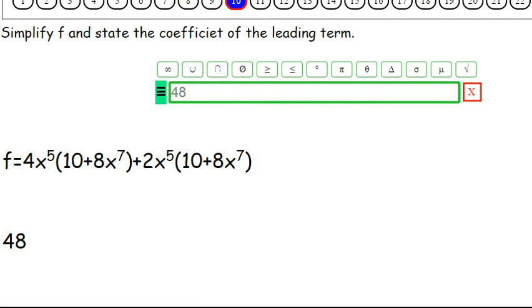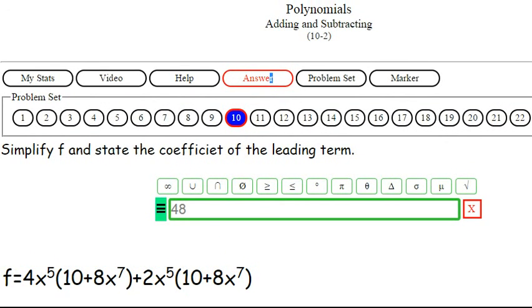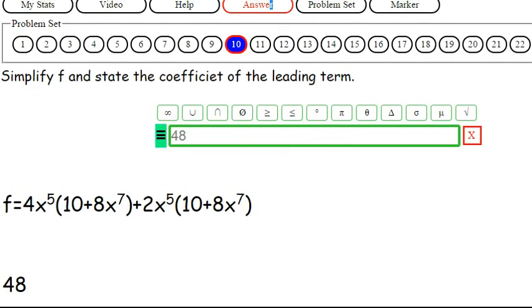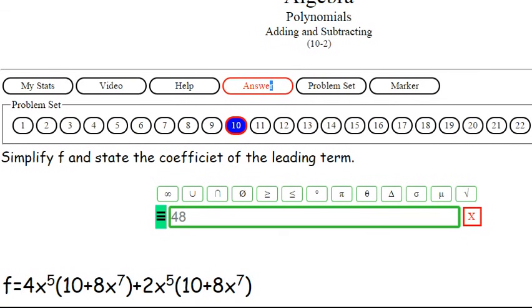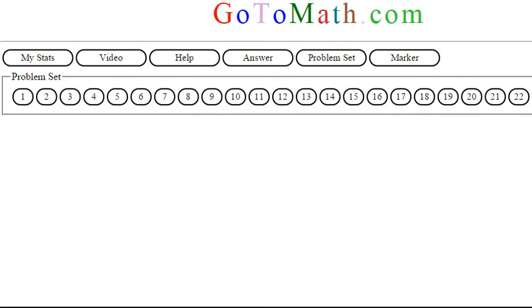Okay, so that ends this section here. Hopefully you've got at least a basic understanding of how to add and subtract polynomials. And we are now going to just move right on down the line into the next section, which is multiplication.